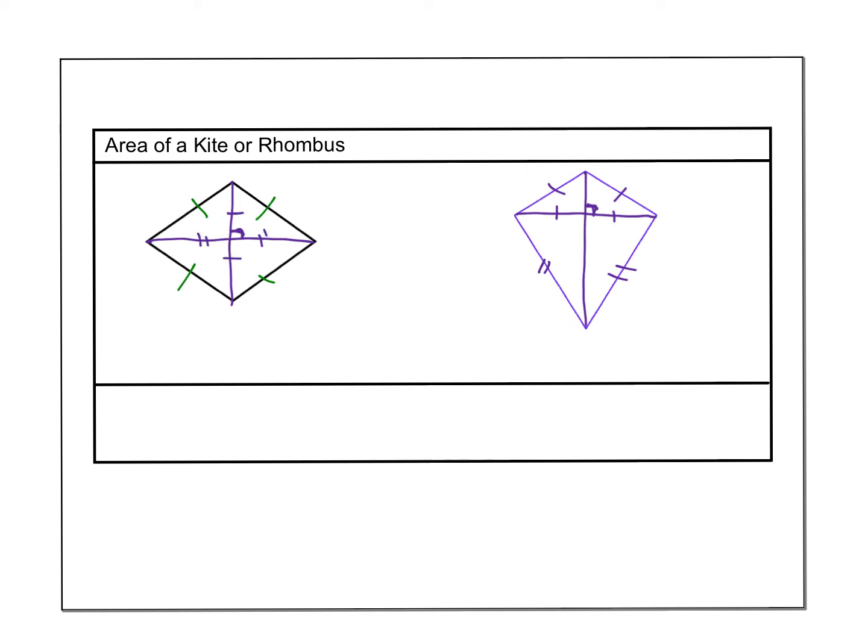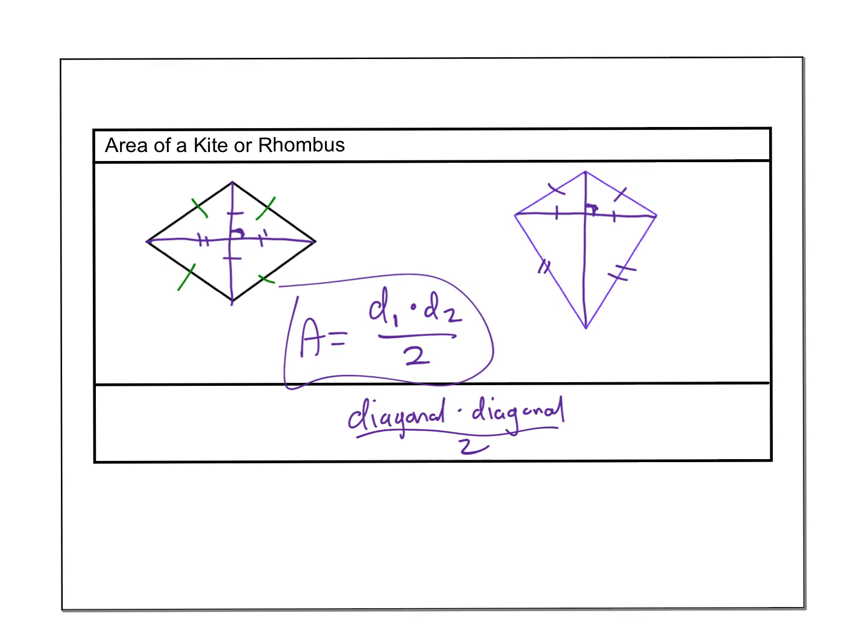So a couple of rules to remember for a kite and a rhombus. For both of these, it's going to be the same thing. To figure out my area, it's going to be my diagonals multiplied together divided by 2. The diagonal times diagonal divided by 2. The reason this works is because I split it up into right triangles. I can go into a better explanation in class if you really want to know. But the punchline is you have to multiply the diagonals.